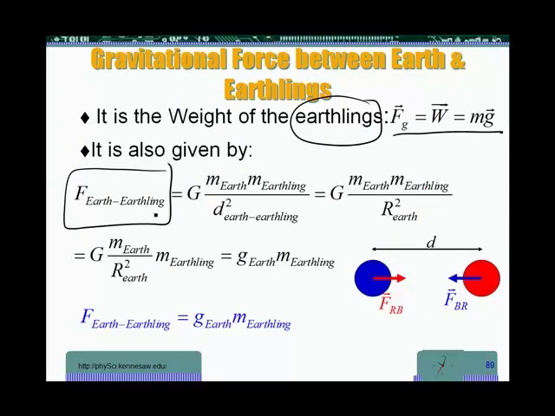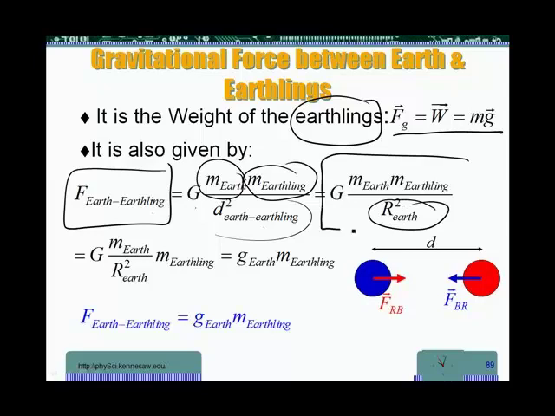Okay, now if we apply that, this is what we have then. The force that the Earth exerts on an Earthling is going to be G, the mass of the Earth, the mass of the Earthling, over the distance separating them squared. And the distance separating them squared is the radius of the Earth squared. So this is what we get. But since it's the same gravitational force as the gravitational force we talk about here, that force should be equal to this. And what's this M? It's the mass of the Earthling.